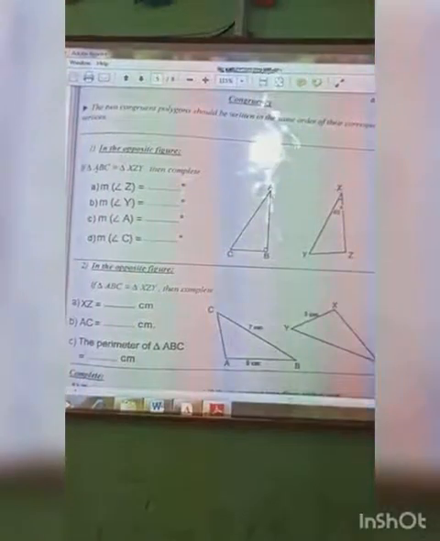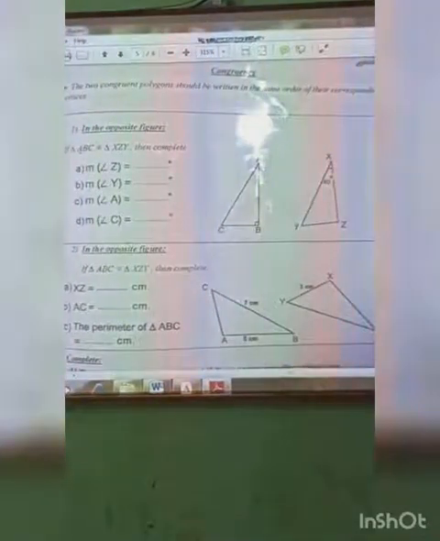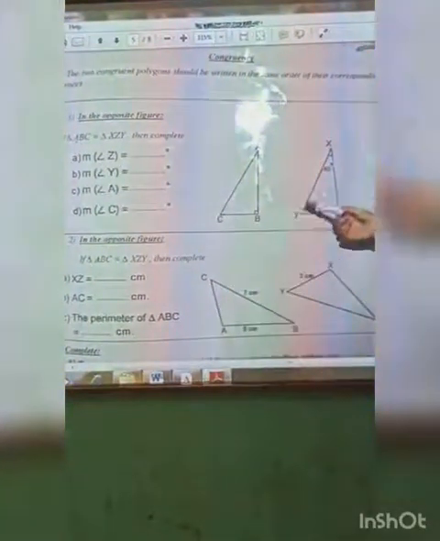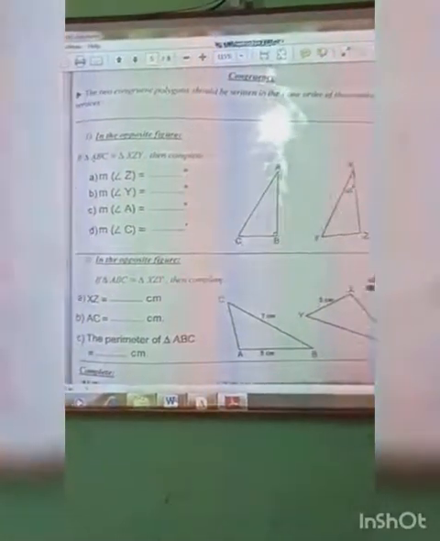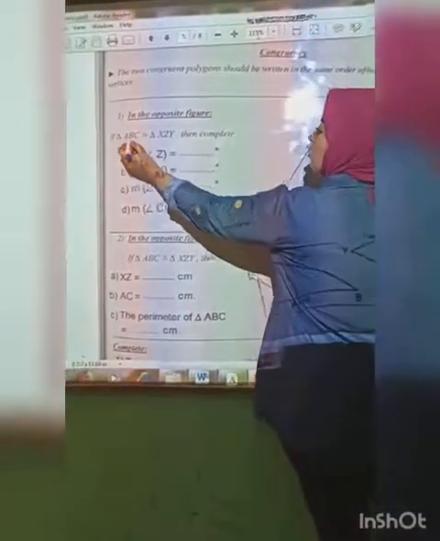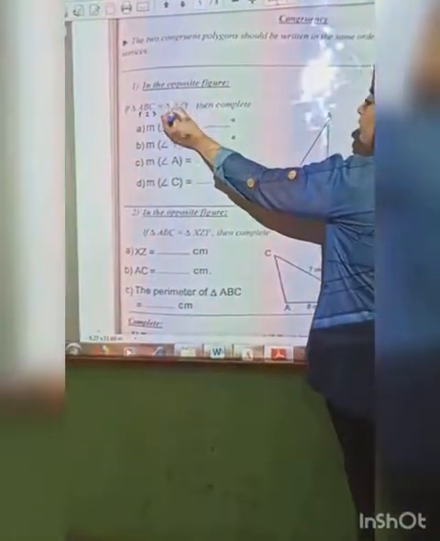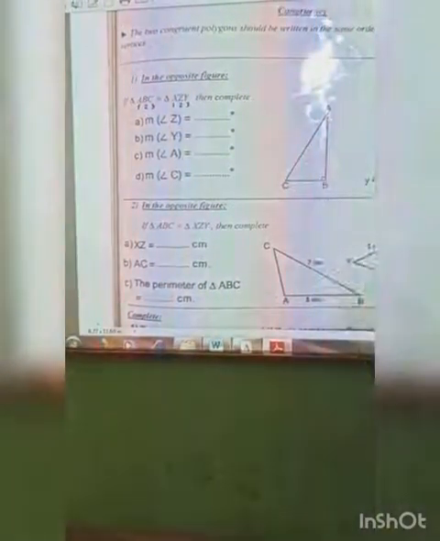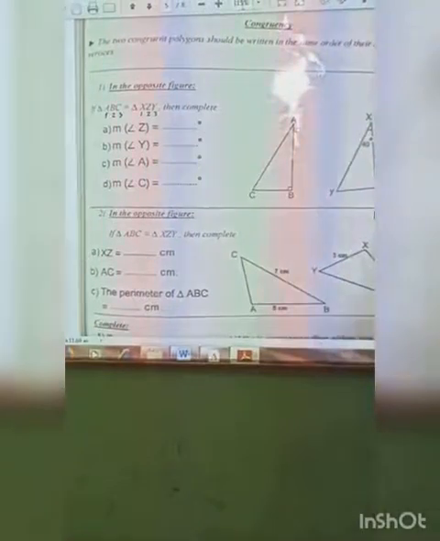Remember that two congruent polygons should be written in the same order of their corresponding vertices. In the first question we have, in the opposite figure, the polygon ABC is congruent to the polygon XYZ. Remember to put the numbers first. ABC, which is 1, 2, 3, congruent to XYZ, we put 1, 2, 3 also. So now complete, we want the measure of the angle Z.